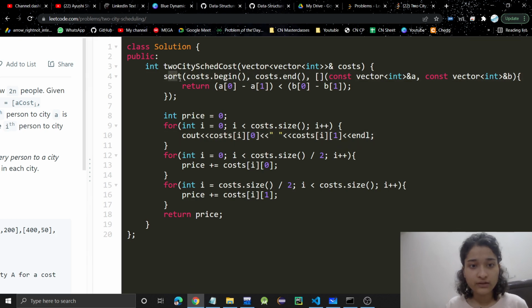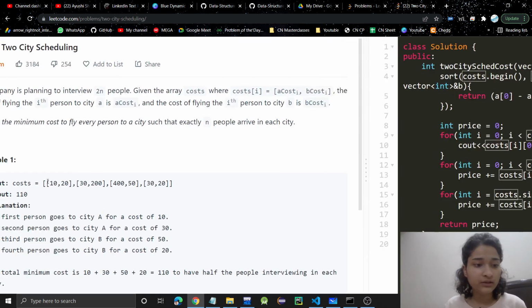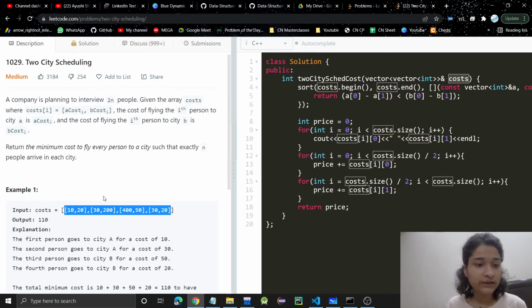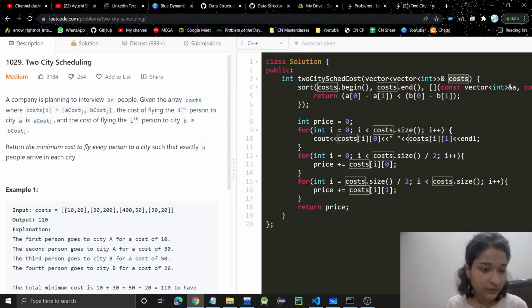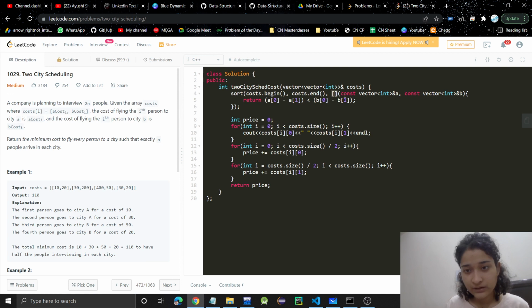We are sorting this cost, because this cost is what? This cost is a 2D array, right? So how will we sort these individual pairs? We need to sort these and these on the basis of A minus B, right? So we are writing this here.